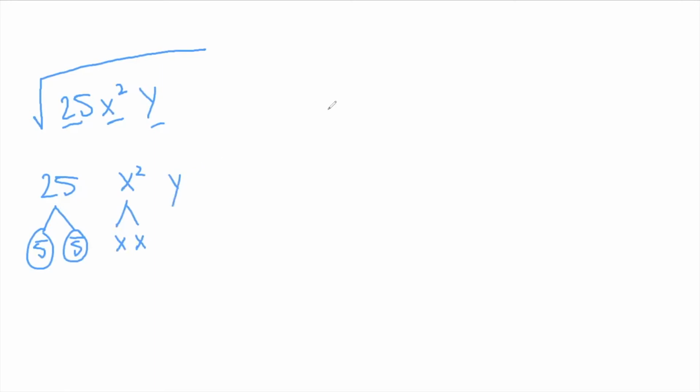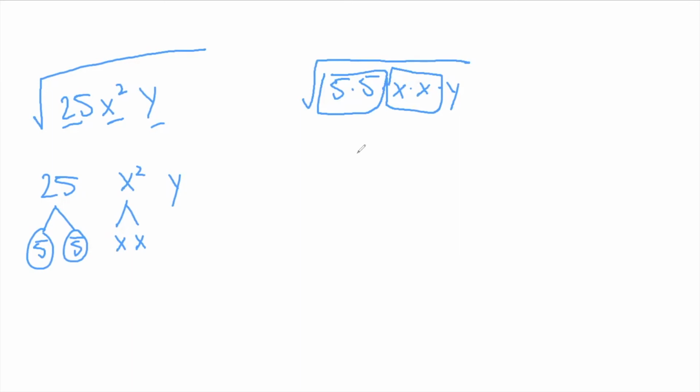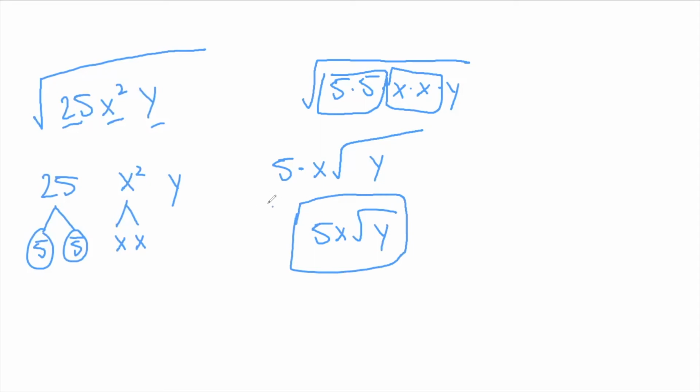And so then rewriting this, we know that this is the square root of 5 times 5 times x times x times y. Again, we know the index to be 2 since it's a square root. Group these, and then just doing what we did in the last problem, we can now pull these out. And so we can say that 5 times x times the square root of y. And so our final answer will be 5x square root y. And that's the simplification of this radical right here.